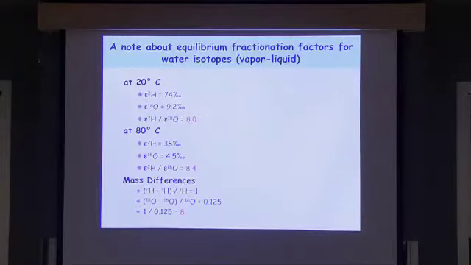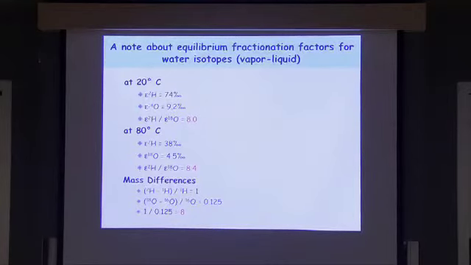For hydrogen, look at that. A 74 per mil change between the liquid phase and the vapor that formed from it at 20 degrees C. A 38 per mil change if we raise that temperature by 60 degrees. Big effects. Temperature plays a huge role here. This is why we have to pay attention to it.